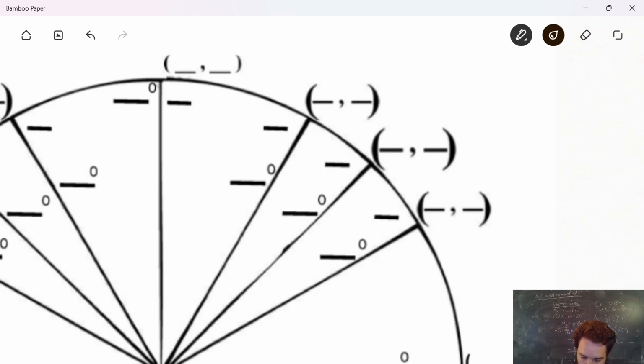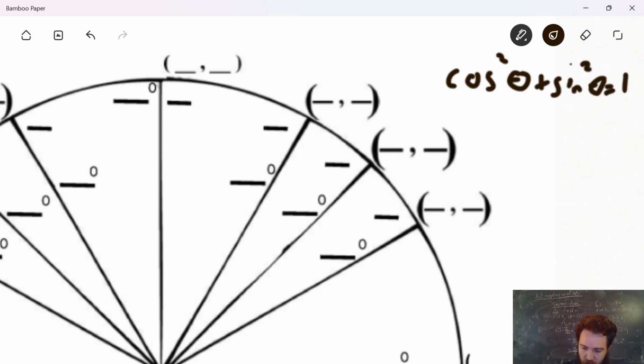So we do need to remember one of the most fundamental identities in trigonometry, which is that the cosine squared of theta plus the sine squared of theta is equal to 1. And this Pythagorean identity is just the parameterized version of this unit circle.